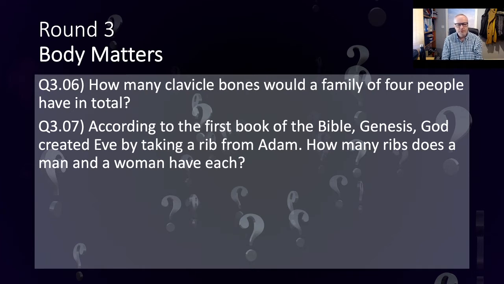Question number 7. According to the first book of the Bible, Genesis, God created Eve by taking a rib from Adam. So how many ribs does a man and a woman have each? So if God created Eve by taking a rib from Adam, how many ribs does a man have and how many ribs does a woman have?